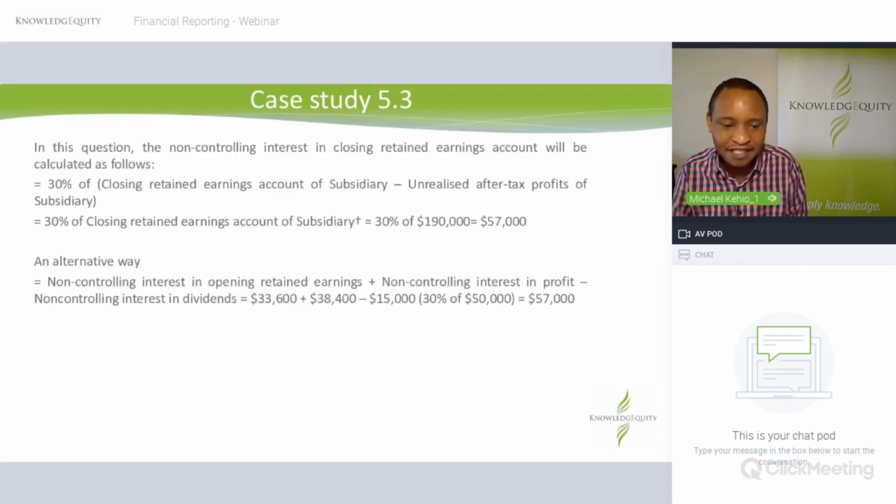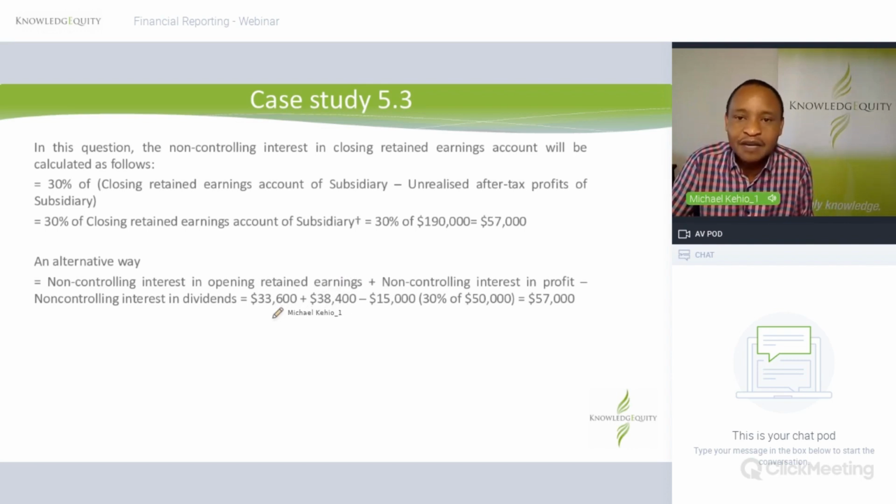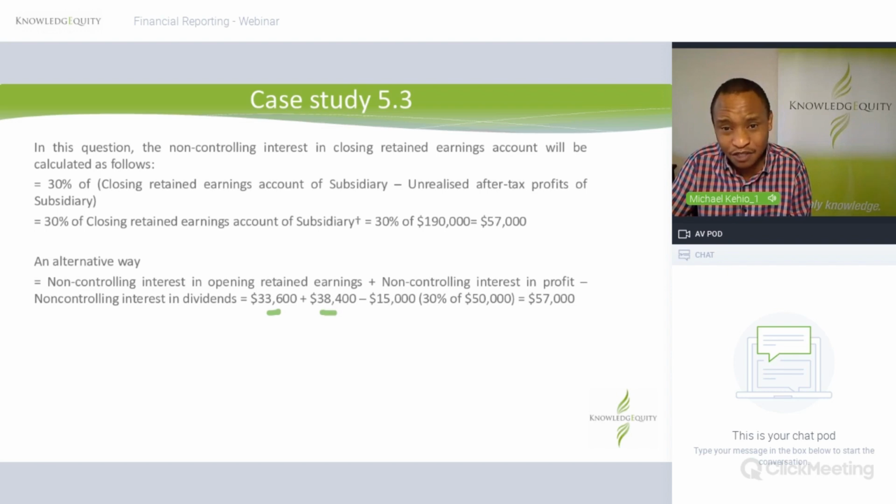Another way of calculating this is saying that it is equal to the opening retained earnings plus the profits less the dividends. And we've calculated most of these figures. So we have the 33,600, which we calculated as the opening retained earnings. We have the 38,400, which we calculated. What we haven't calculated is the 15,000, and that's simply 30% of the dividend that was declared. Now we have the 57,000, which is the non-controlling interest share in the closing retained earnings.